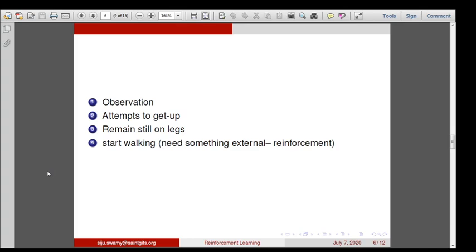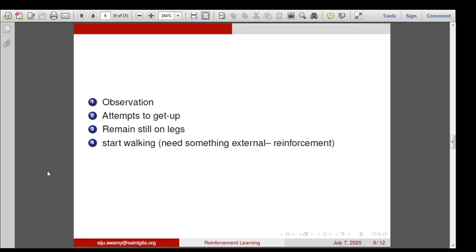The second point is the child attempts to get up. That is the first step, to move. Then he tries to balance himself, that means remain still on his legs. Then he starts walking. How will he start walking? First step, that is enough. Then he puts the first step forward, that is walking. A sequence of steps creates a walk.